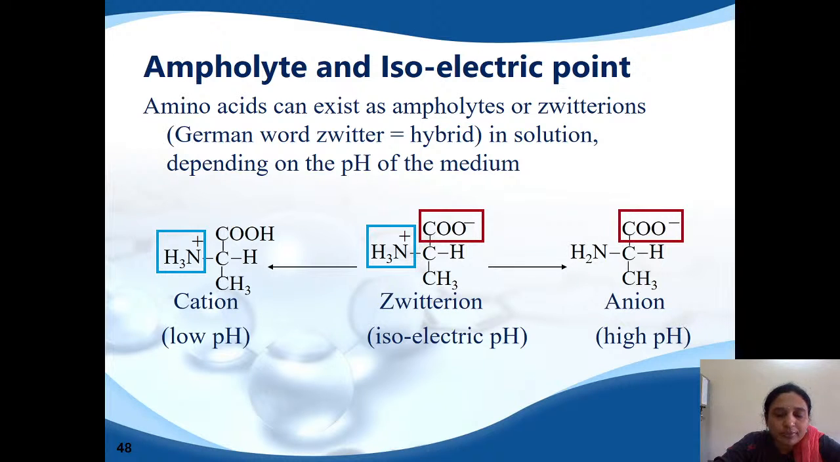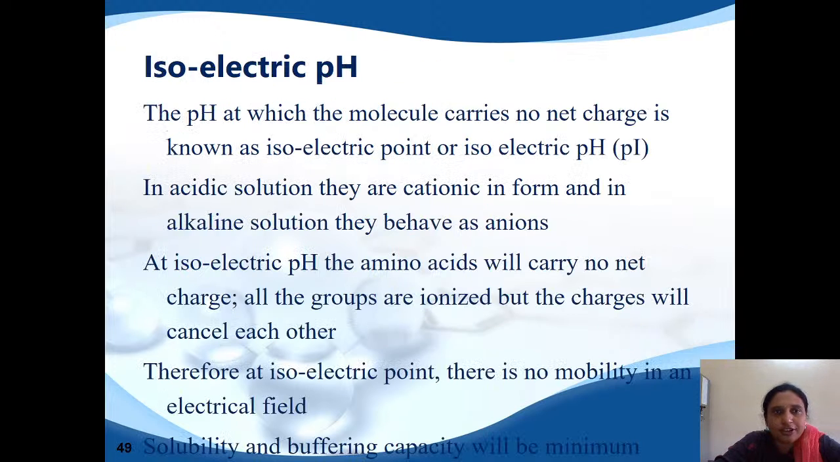At low pH, acidic conditions, it may exist as a cation. Now this is the definition of the isoelectric pH: the solubility and buffering capacity will be minimum at their isoelectric pH. The isoelectric pH is represented by pI, and again I repeat, in acidic solutions they are cationic in form, and in alkaline solutions they exist as anions. Please keep this point in mind.